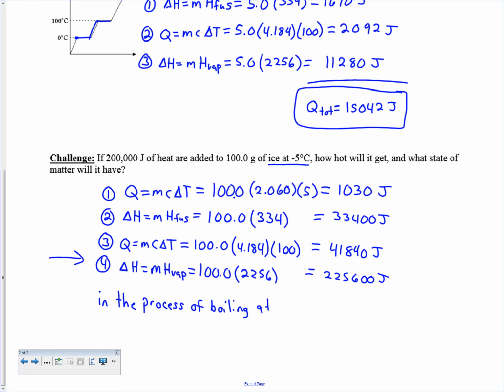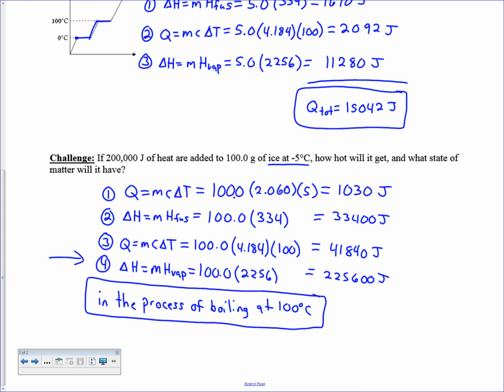At 100 degrees Celsius. Because we don't have enough energy to get all the way through that.